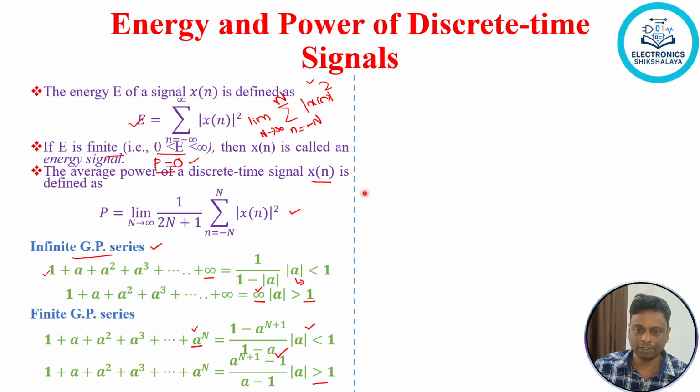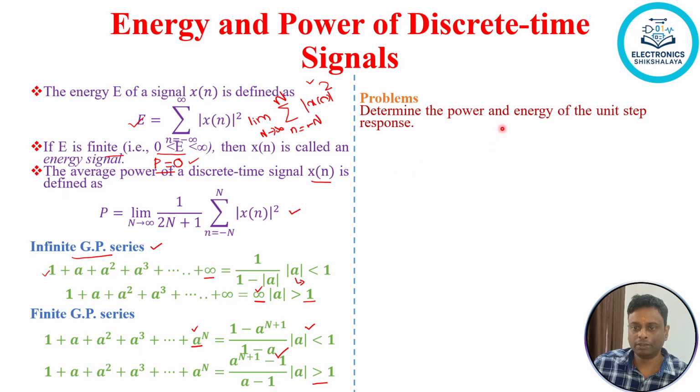So let us see. We will calculate the energy and power of a unit step signal. We know the unit step, u of n, equals 1 for n greater than or equal to 0, and 0 otherwise. This is the unit step function. Let us calculate the energy and power of this function.